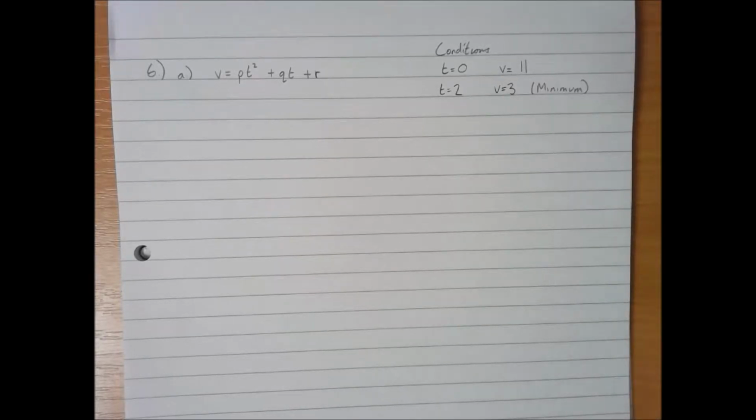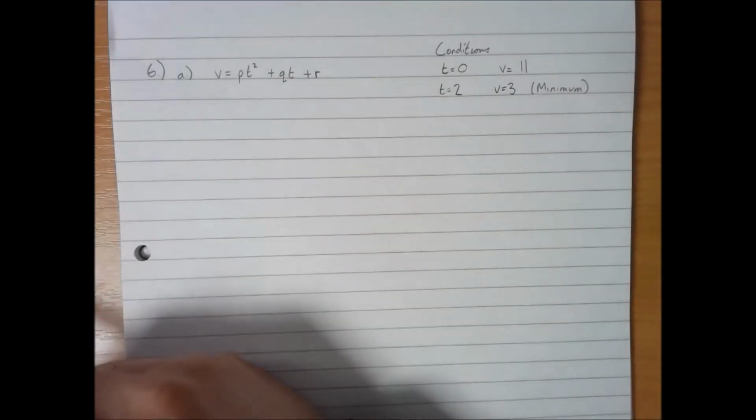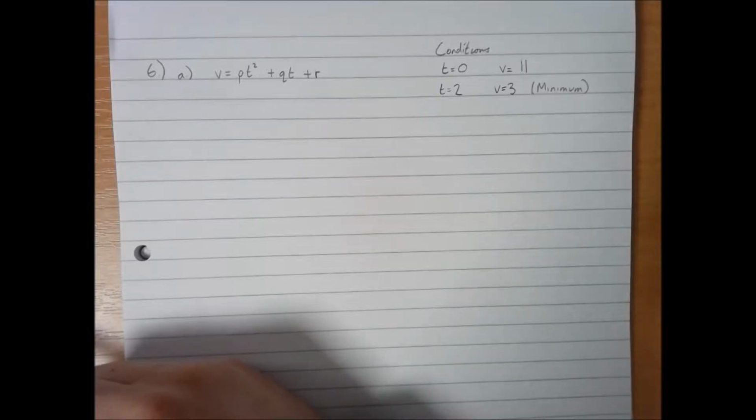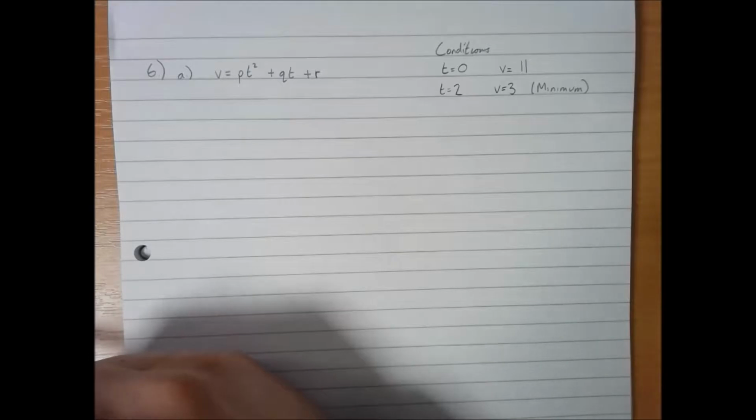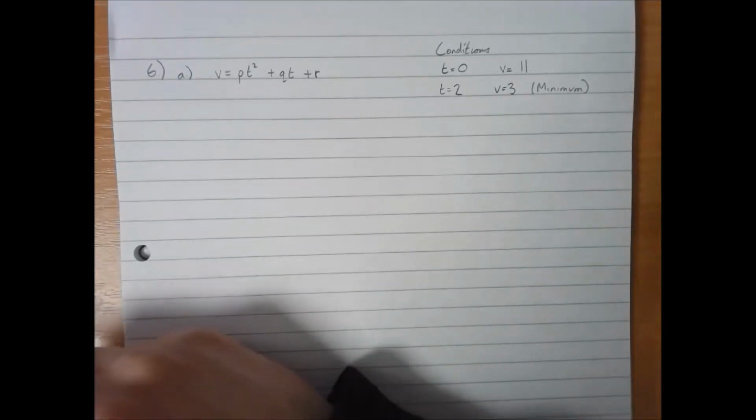Homework 27, question 6. In this question we're given an expression for v which has three unknown constants. V equals pt squared plus qt plus r. We are given two conditions, which is not normally enough to be able to find three unknowns. We are told when t is equal to 0, v is equal to 11, and we're told when t is equal to 2, v is equal to 3.